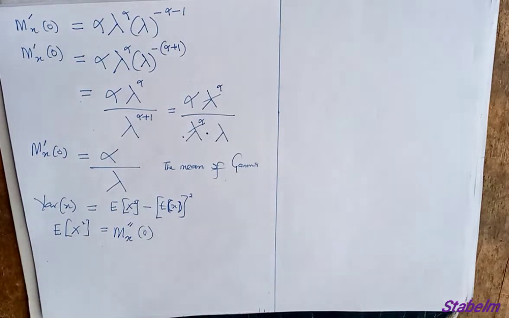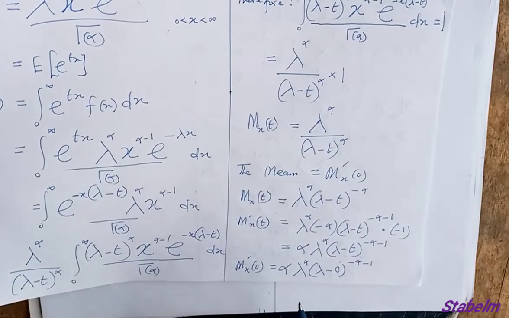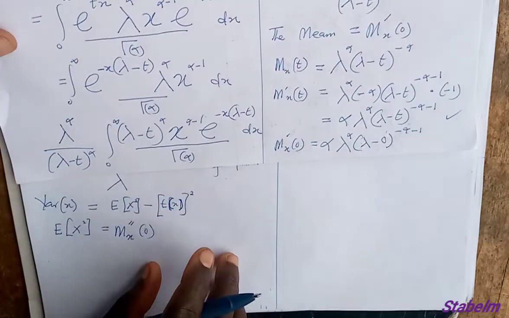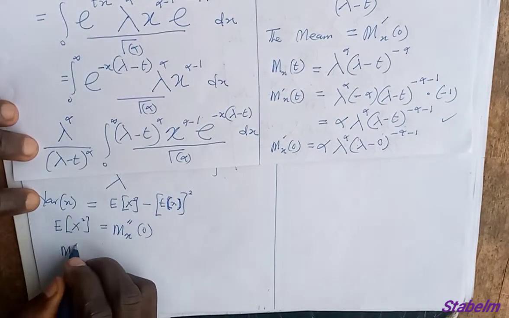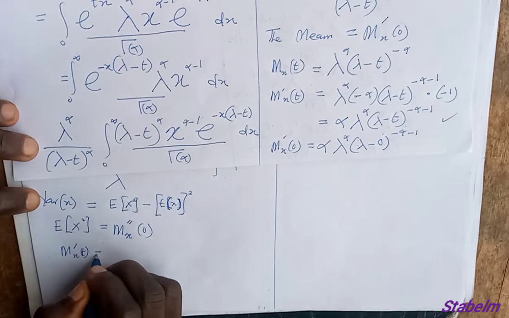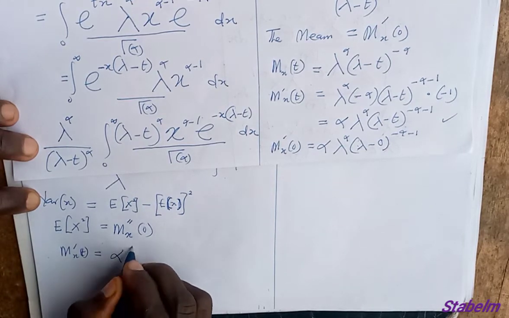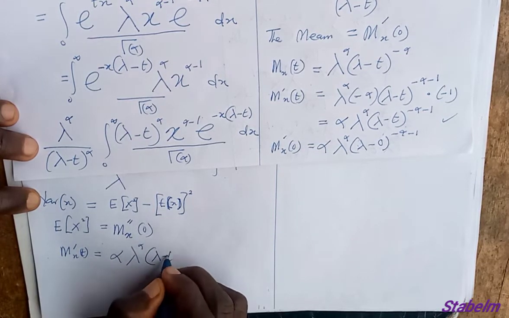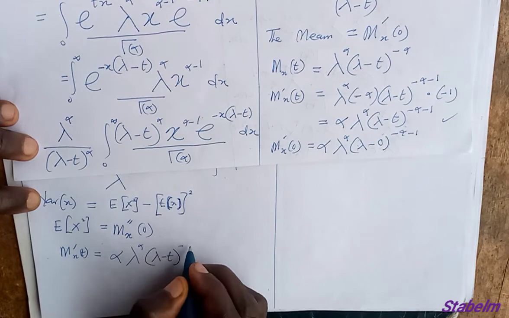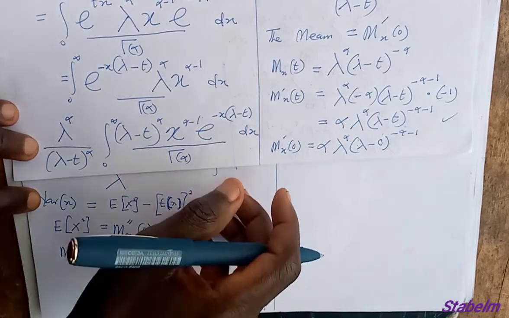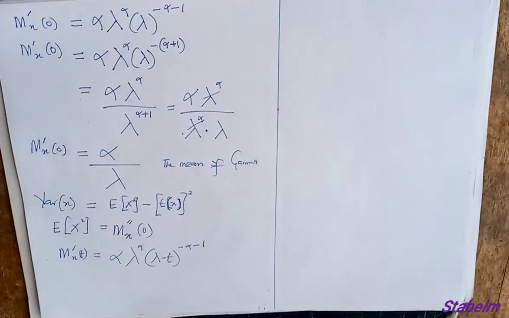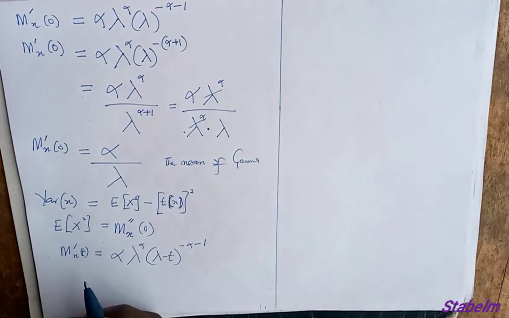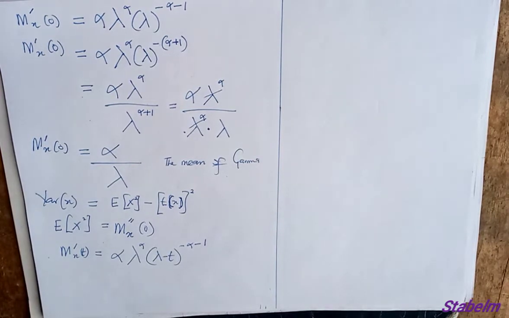So we are going to differentiate this. What do you see here? M of t, from this level now, we're going to differentiate that. Let me write it. That is M prime, that is the first derivative. M prime X of t equals alpha lambda raised to power alpha into brackets lambda minus t raised to power minus alpha minus 1. So that is what our M prime gives us, which is the first derivative. So we need the second derivative now.